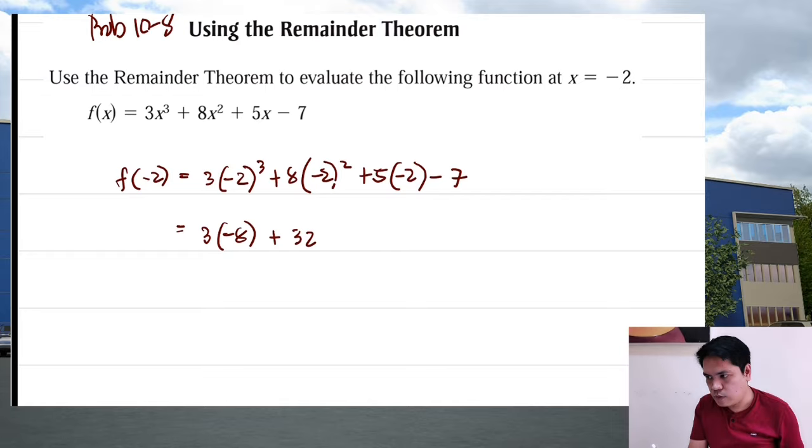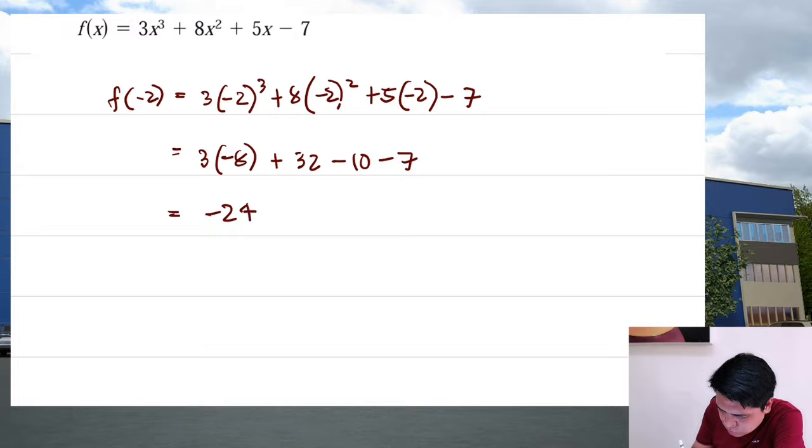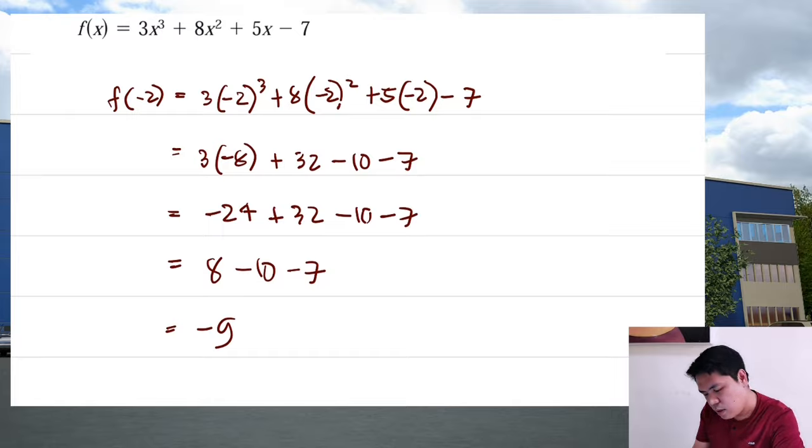Tama ba? 8 times 4, 16, 16, 32. Minus 10, minus 7. Pwede calculator na lang. Negative 24 plus 32 minus 10 minus 7. So I'll have 8 minus 10 minus 7. So negative 2. So the answer is negative 9.